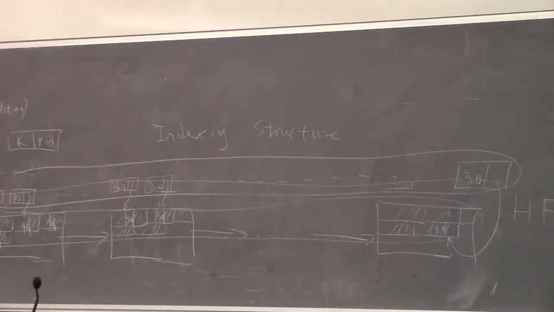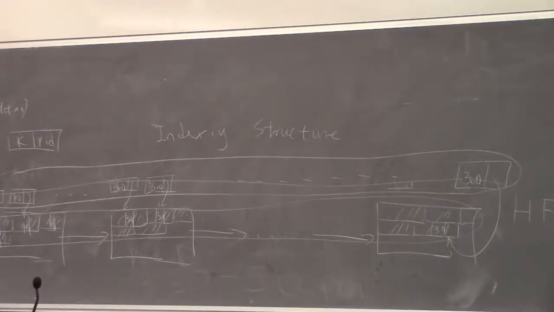Okay, if you have multiple attributes for your search key field, you take all those values out and concatenate them together, and that becomes your K. Like first name, last name, concatenate together. That becomes your K. And first name, GPA, that's fine. Right?